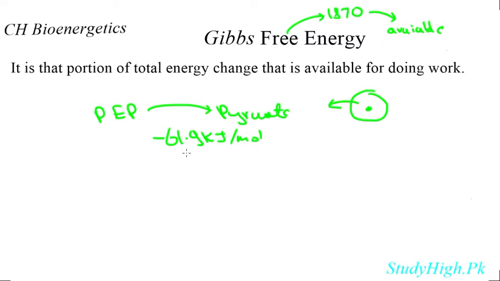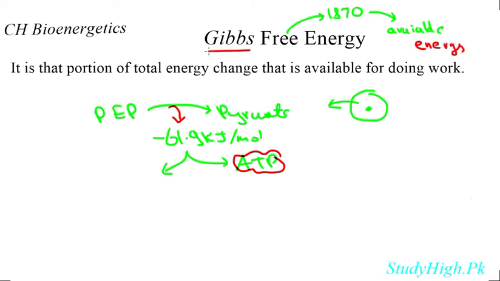A part of this energy, approximately 30 kilojoule, is used in formation of ATP, and the remaining energy is released in the form of heat out of the body, or used for driving different types of chemical reactions. So there is some available energy in this reaction that can be used in formation of ATP. So Gibbs used the word available energy for some chemical reactions.